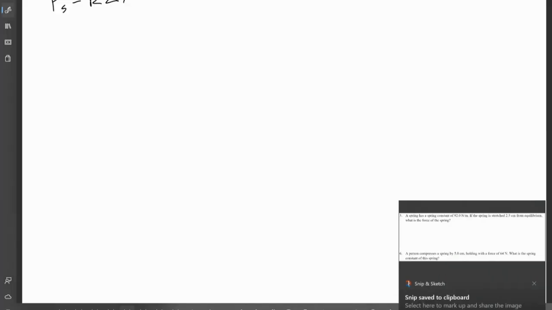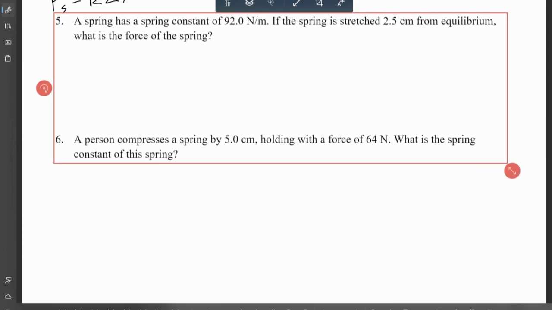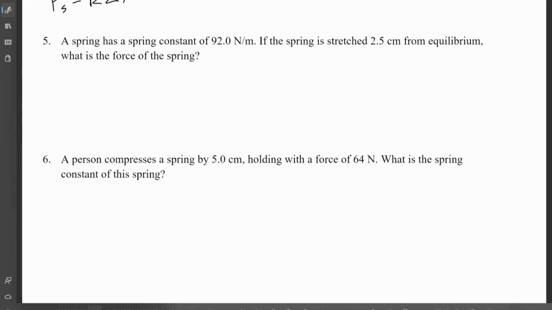All right. So a spring has a spring constant of 92 newtons per meter. K equals 92 newtons per meter. If the spring is stretched 2.5 centimeters, okay, here's what I warned you about with centimeters. I'm just going to change this right now, 0.025 meters. The spring is stretched 2.5 centimeters from equilibrium. What is the force of the spring?